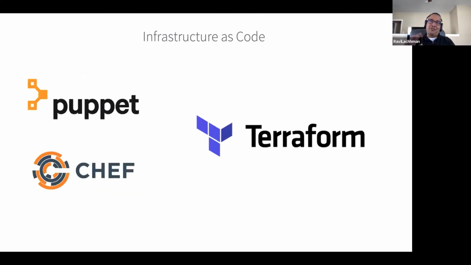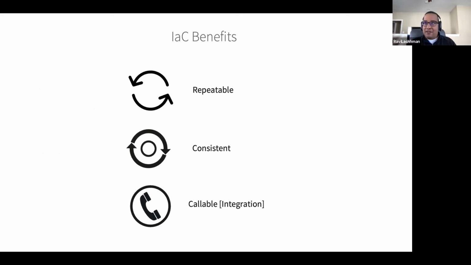And then as we start rounding in, there has to be a better way to do this, right? And so this is where infrastructure as code, Terraform, Puppet, Chef, we focus on Terraform today, really came into play. But there are benefits to IaC. Some benefits of IaC is that it is repeatable, right? You can call it over and over and over again, and you'll get a consistent result no matter how many times you call it. And the big thing there is it's callable.